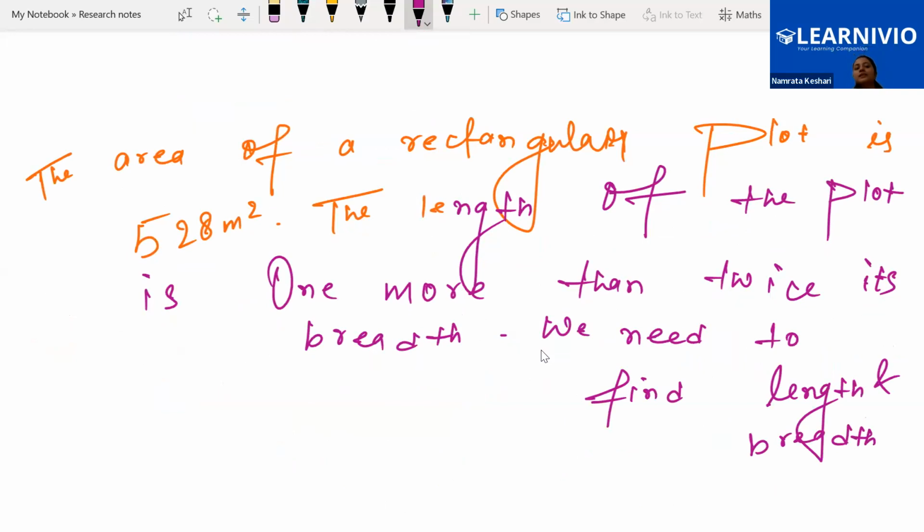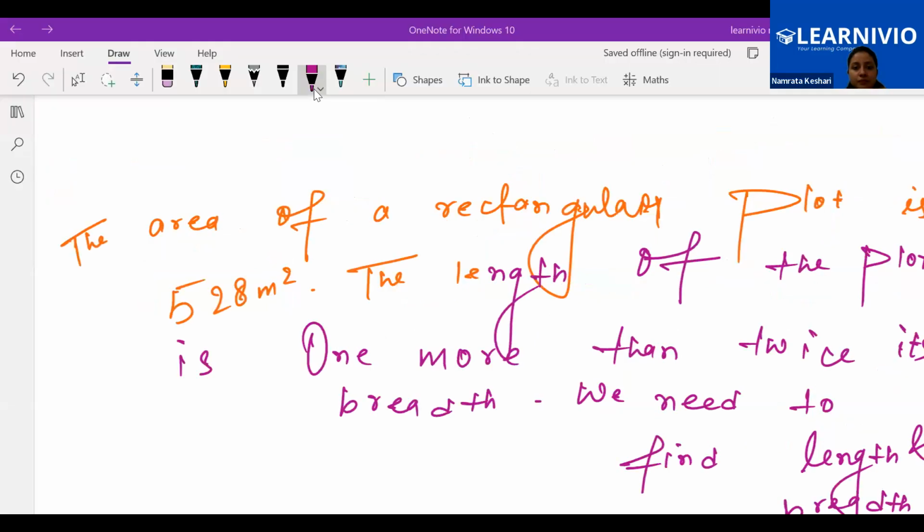Let's see what exactly the question says. The area of a rectangular plot is given. Okay, what is the formula for the area of a rectangle? Exactly, Fakiha. L into B.